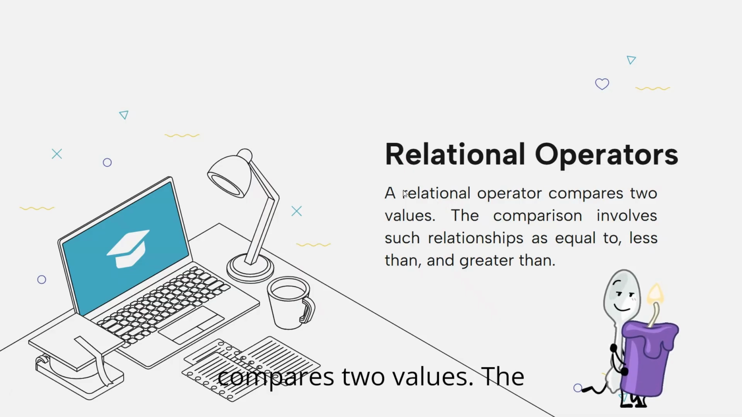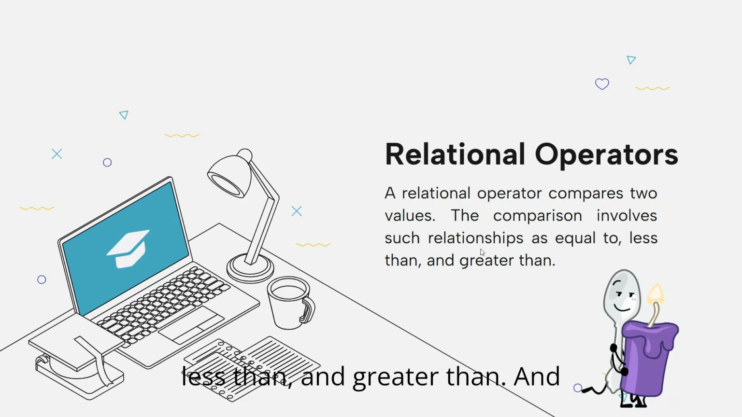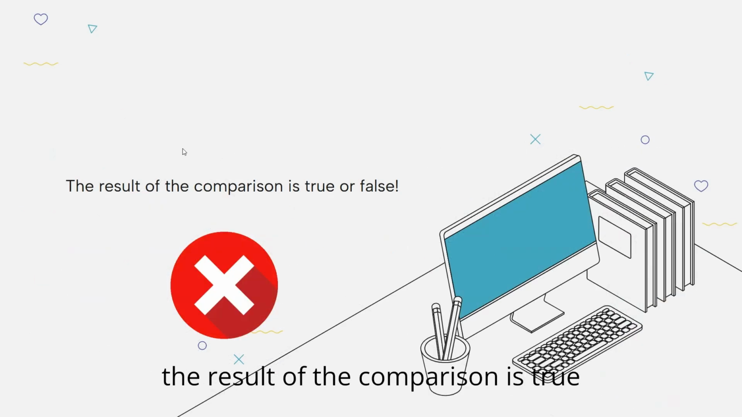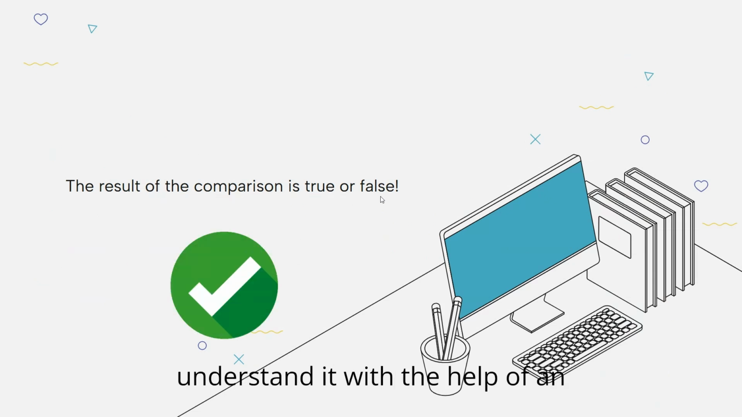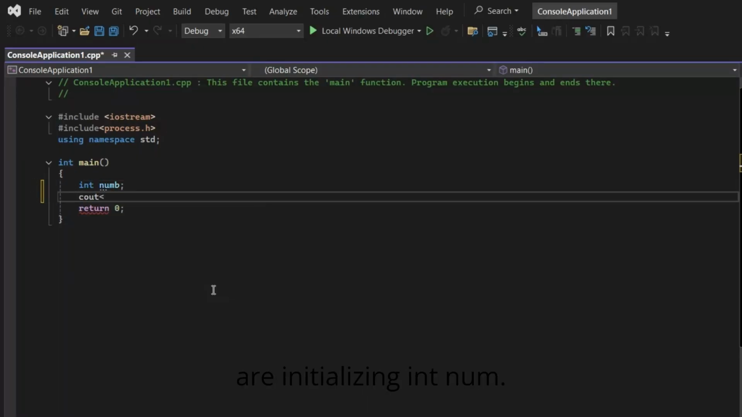A relational operator compares two values. Comparison involves such relationships as equal to, less than and greater than. And the result of the comparison is true or false. Let's understand it with the help of an example. Here we are initializing int num.